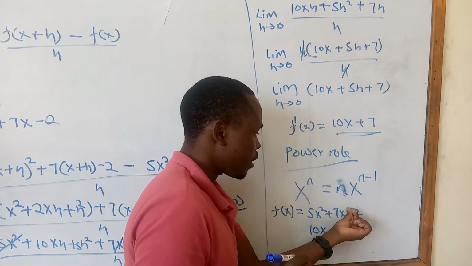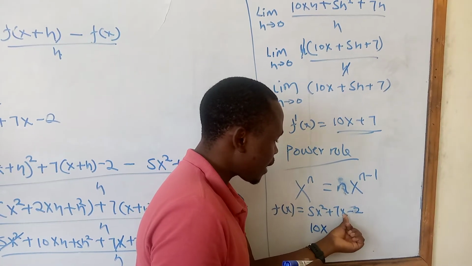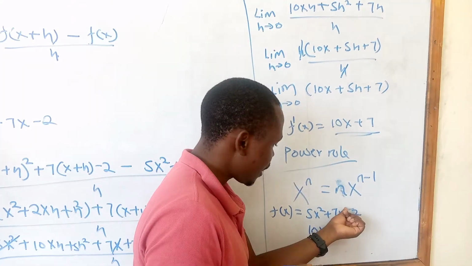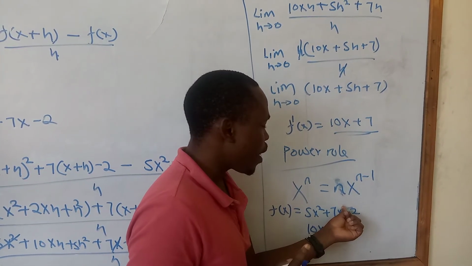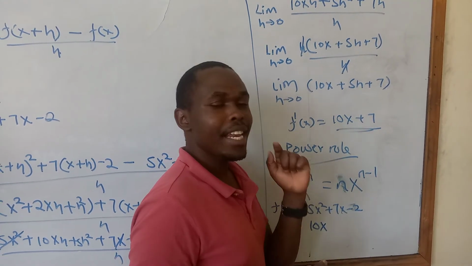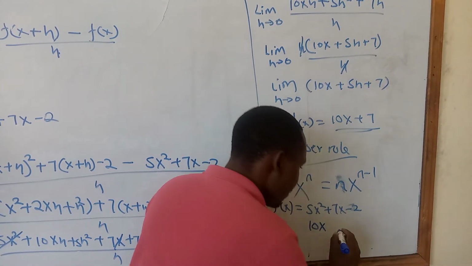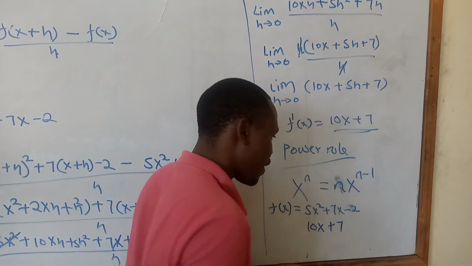Then the value of x is the same as x raised to 1. Therefore, I take 1 multiplied by 7. Then it remains 1. 1 minus 1 is 0. Therefore, any number raised to 0 is the same as 1. Therefore, this one will remain 7.